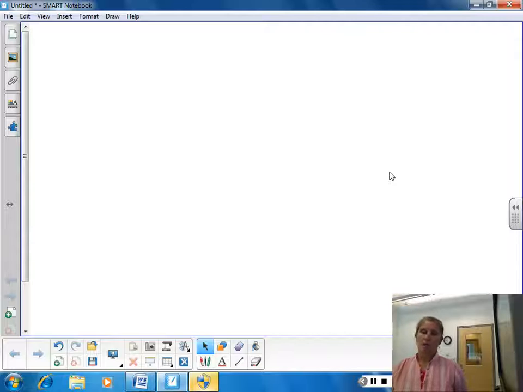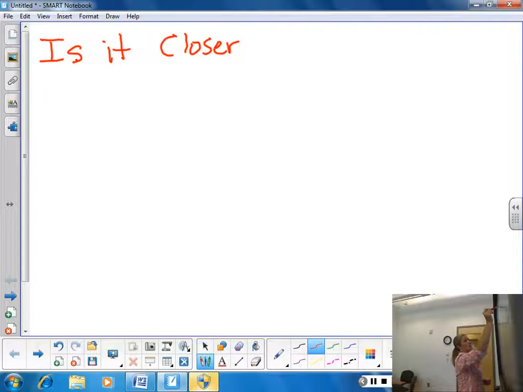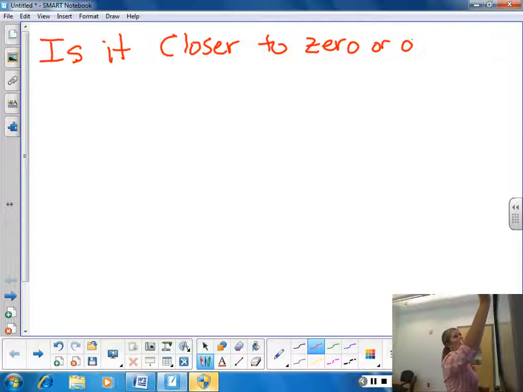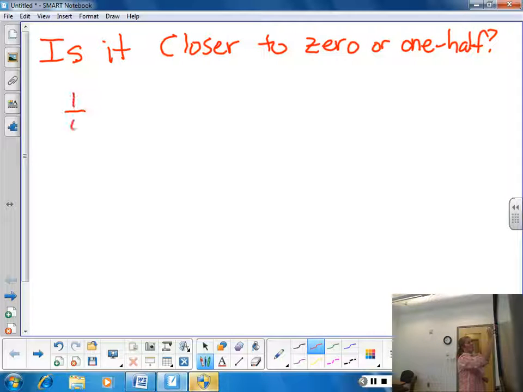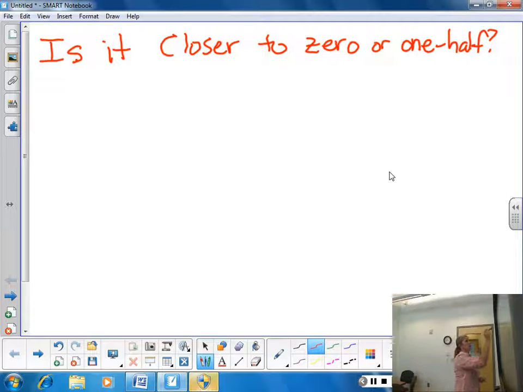You could also be asked, is the fraction, I'm just going to call the fraction it, is it closer to 0 or 1/2? Is it closer to 0 or 1/2? So let's take 1/4. Let's not take 1/4 because that's exactly between the two. We want one that's a little more obvious. Okay, let's take 3/20.